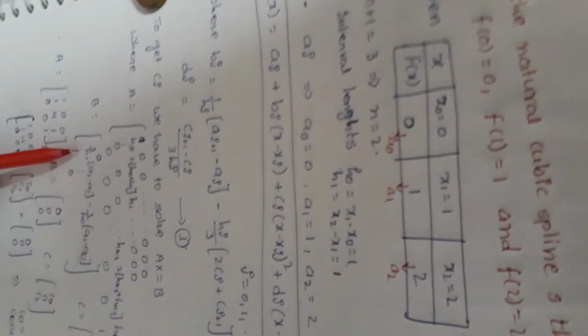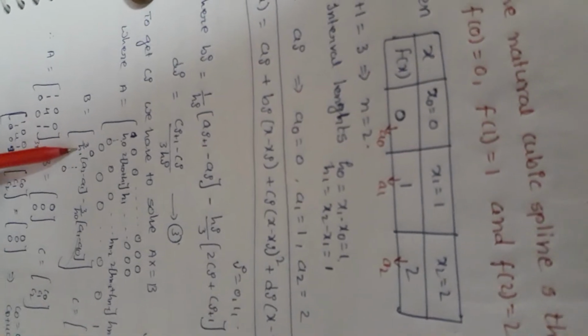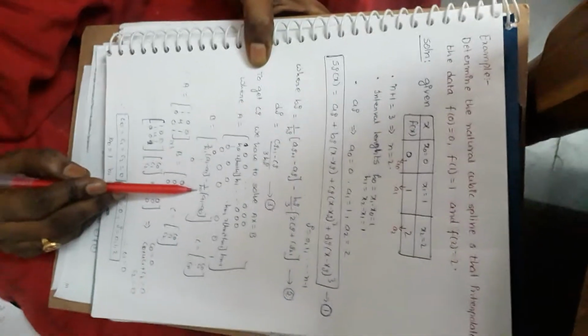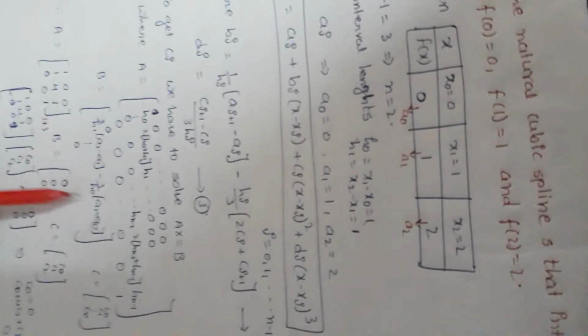What is our B? B is equal, first row 0, right? Second row 3 by h1 (a2 minus a1) minus 3 by h0 (a1 minus a0). Substitute the values here. 3 by h1 is 3 by 1, 3. a2 minus a1, a2 is 2, a1 is 1, so 2 minus 1, 1. Totally this is 3 minus 3 by h0, that is 3 by 1, a1 minus a0 also 1. So 3 minus 3, 0.